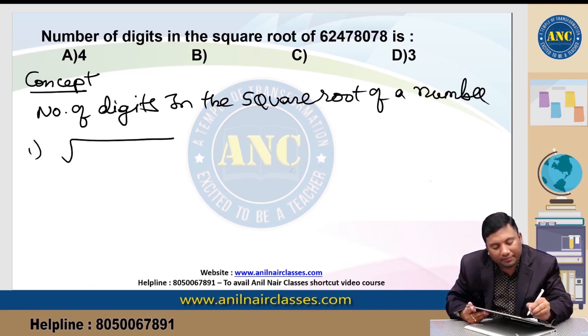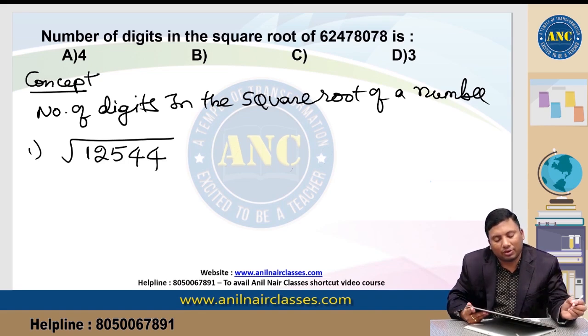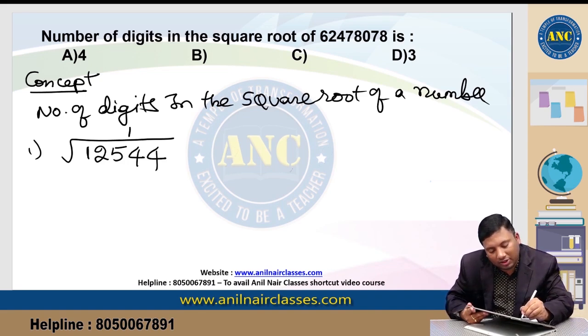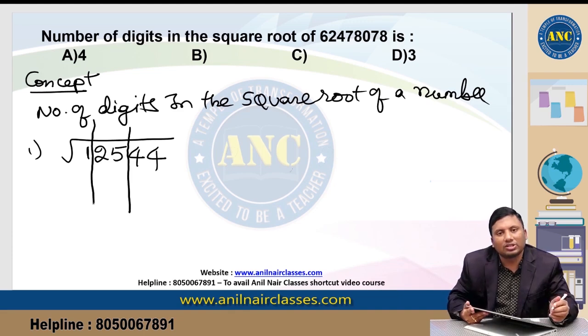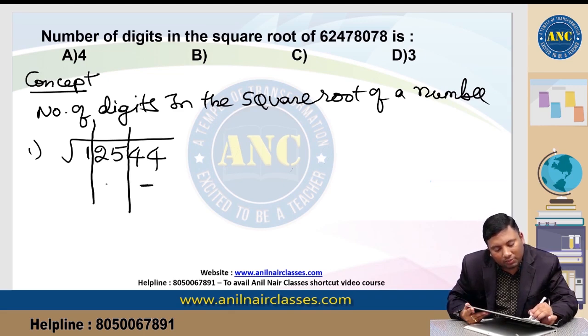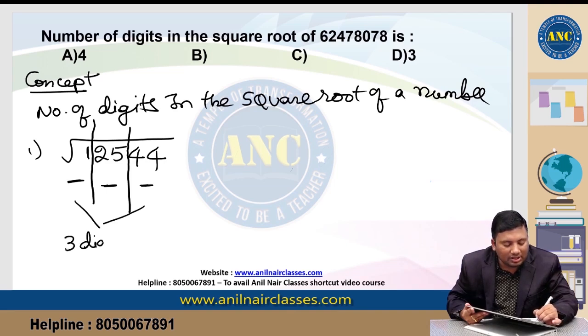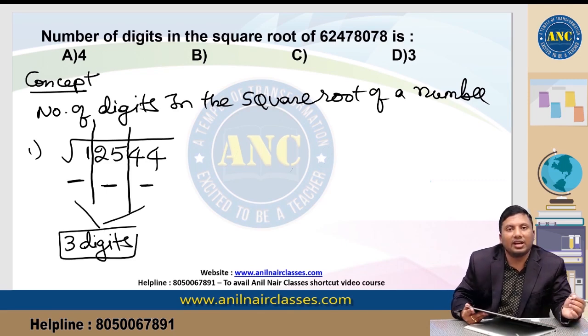Suppose if it is 12544, square root of 12544. Step number 1, start from the rightmost, keep a slash after every 2 digits. Take a group of 2 digits, one group, another group, and the leftover one can be written as 01. So how many digits are there in the answer? There are total 3 digits in the answer.